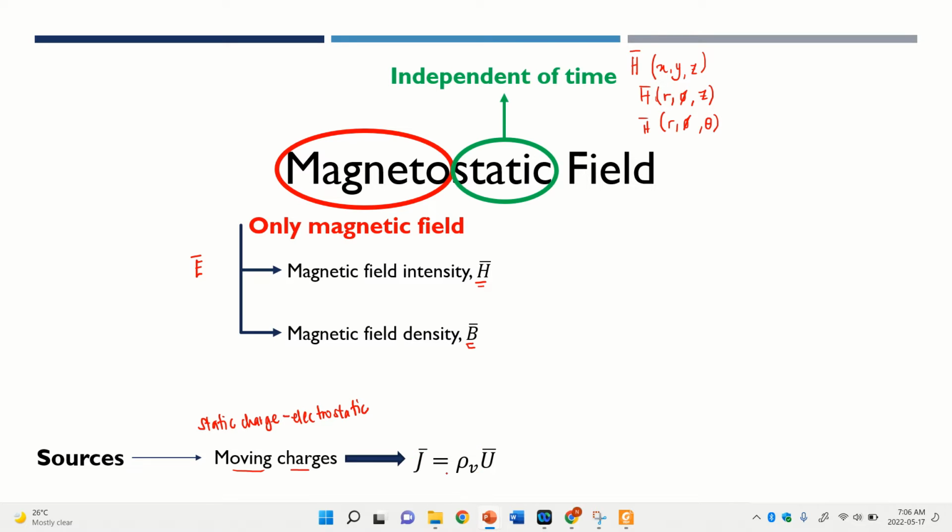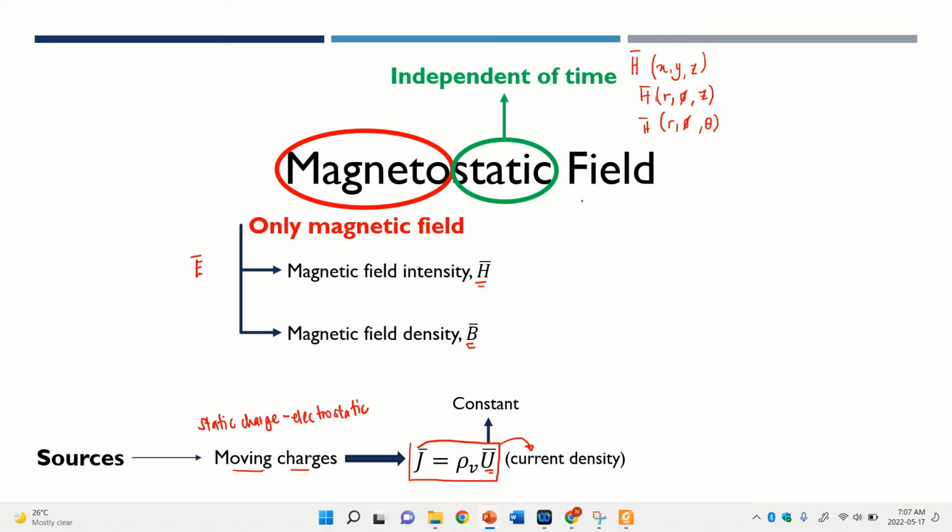I believe you still remember this equation from before, which is the current density J equals rho v times u. What is u? u is the speed. This whole equation is known as the current density equation, and u is the speed of the current. Of course, when the charge is moving, it must move with a value of speed. There must be a speed to allow the charge to move.